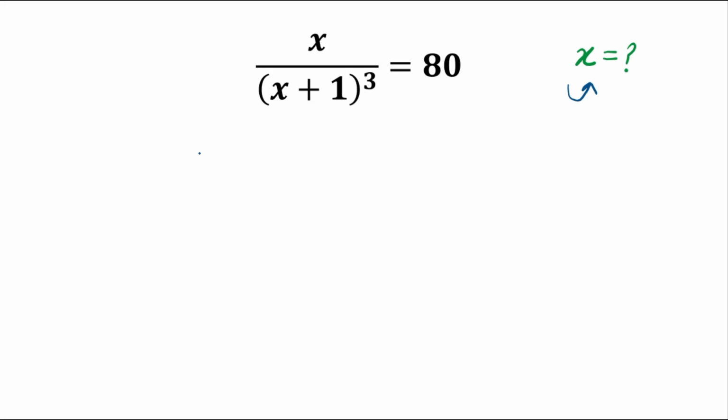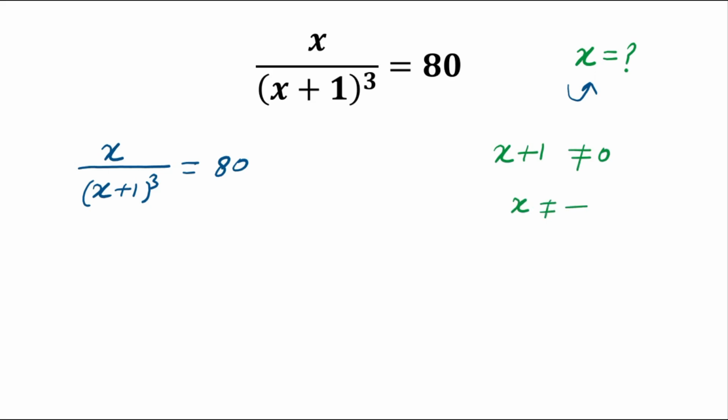Now let's start the solution of this question. Here (x over x plus 1) whole cube is equal to 80. Now here x plus 1 is present in the denominator, so we can say x plus 1 is not equal to 0 and x is not equal to minus 1.